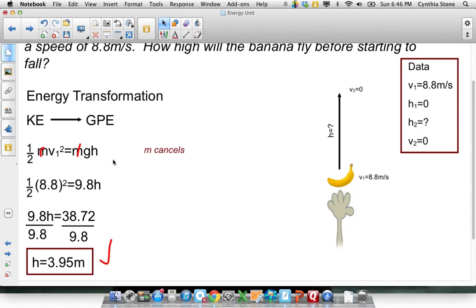Okay, so again, what I've done there is I've said all the kinetic turns into gravitational. So kinetic turns into gravitational. You sub in what you know, which is the initial speed. Like I said, the m's cancel, and you end up with just height over here. You have to get it by itself, so you divide both sides by 9.8, and that's how you get the answer.